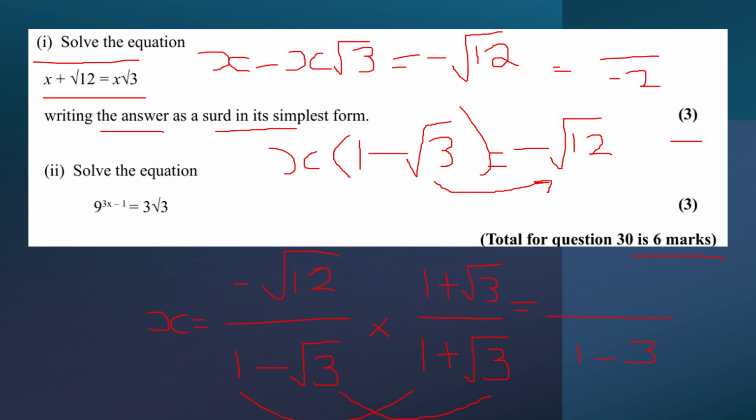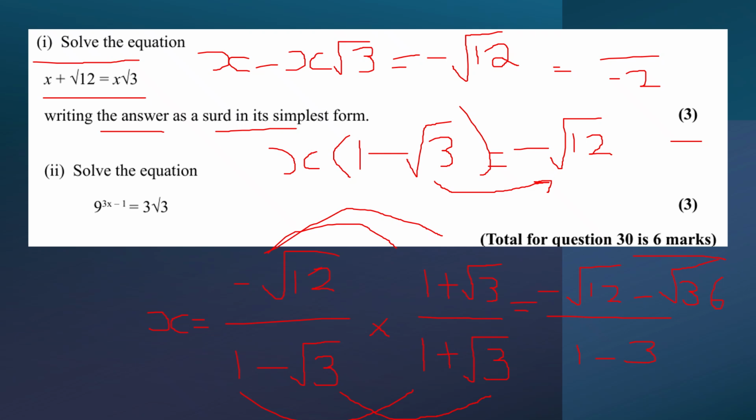On the top, what do I have? Well, I've got negative root 12 times 1. That's going to be negative root 12. Then I've got negative root 12 times positive root 3. That'll be minus root 36. Okay, root 36 is equal to 6.